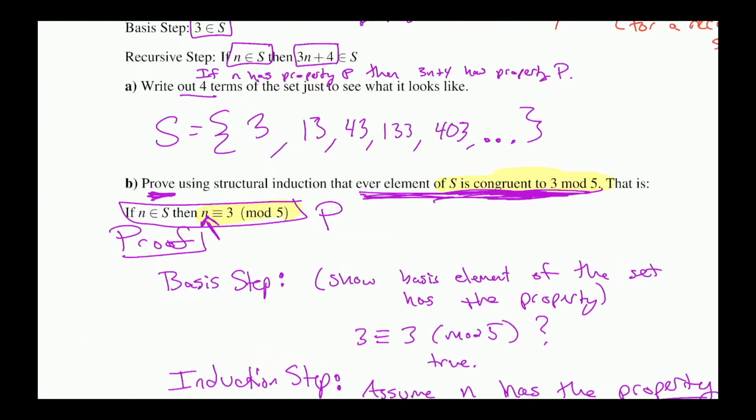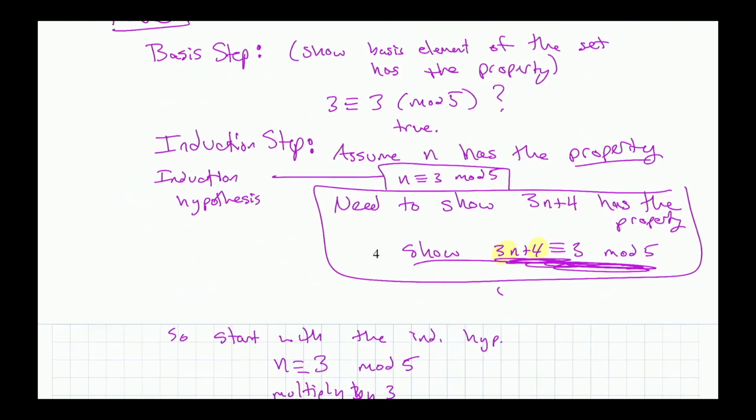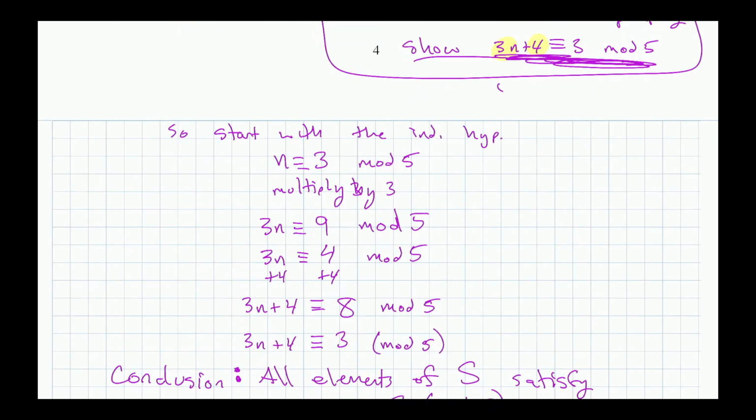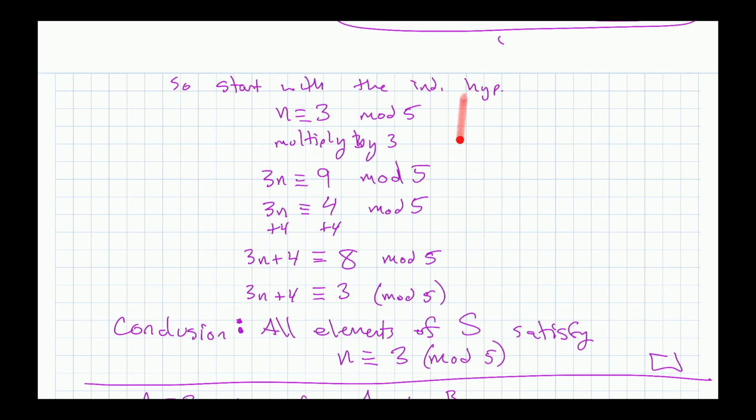But the idea and the form is very similar, because you still have an assumption that something smaller has the property, which is n congruent to 3 mod 5. And then you have something bigger, this 3n plus 4, and you need to show that it also has the property, congruent to 3 mod 5. So when you actually write down the proof, of course, it looks a lot like a regular induction proof, despite being technically a new thing that we're calling structural induction.